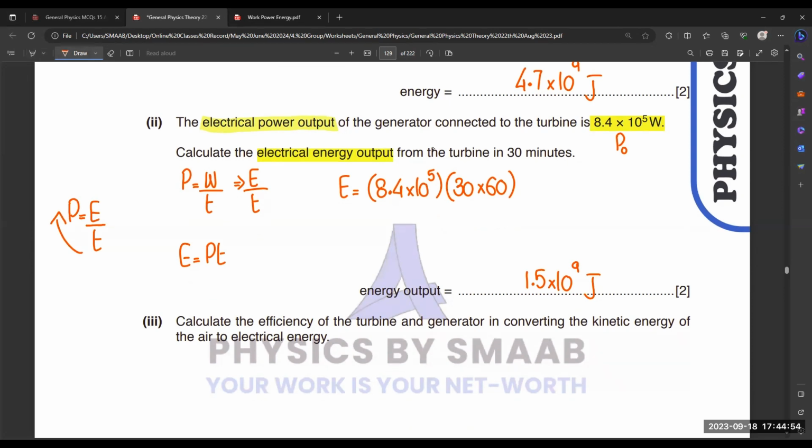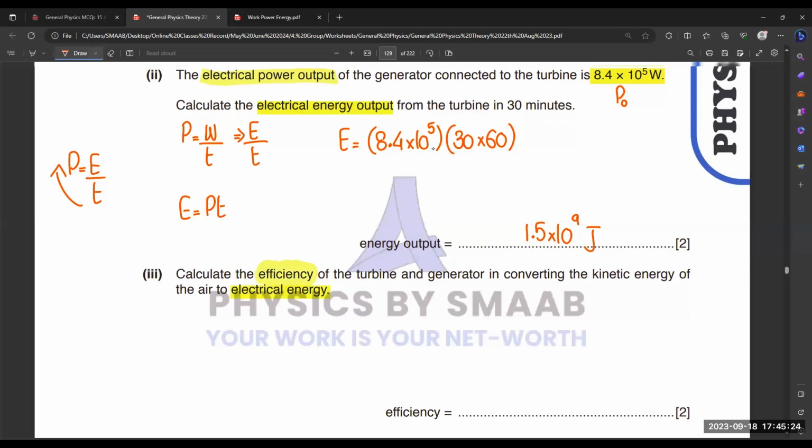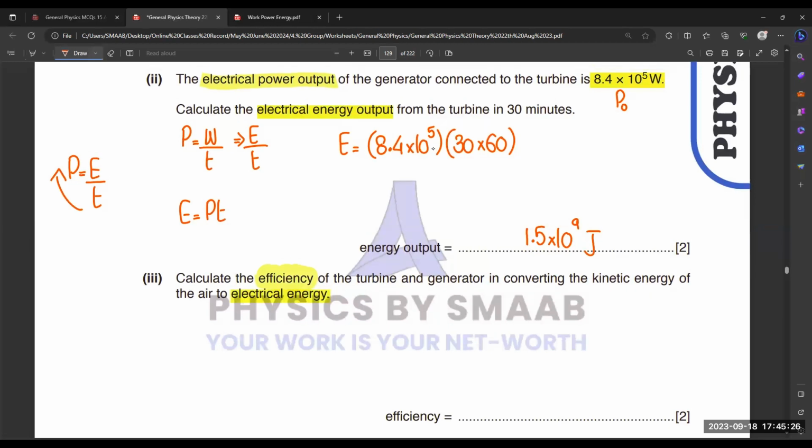And if we talk about the next part, in the third part, they are asking to calculate the efficiency of the turbine. You remember the formula of efficiency: useful output energy or output power divided by input, multiplied by 100. They are asking about the efficiency of the turbine and the generator in converting the kinetic energy of the air to electrical energy. So we have to calculate the efficiency. What is the value of input power and what is the value for output? Because in the question, the output power is given, right?